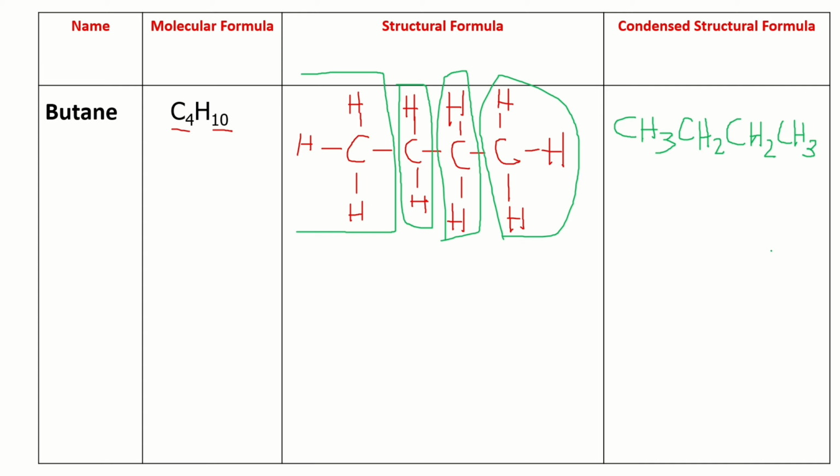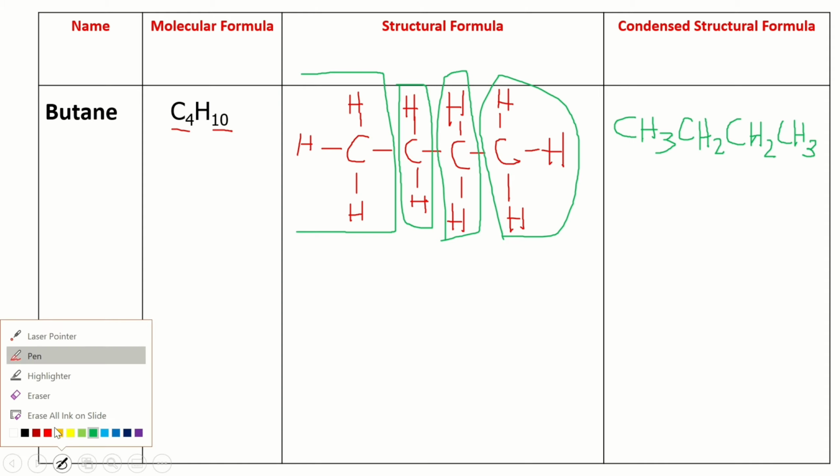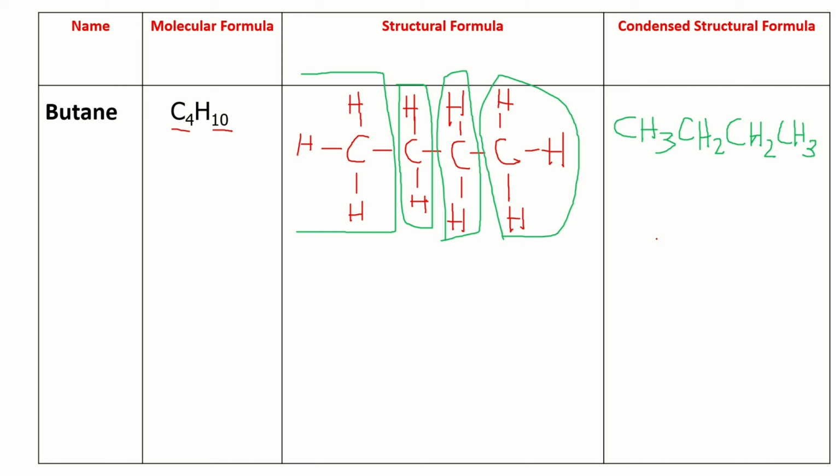Or you can also write the condensed structural formula this way. Let's try another color. So it's up to you what way you choose to write the condensed structural formula. So we got CH3. Okay, how many CH2 do we have? We have 2, so you can put a parenthesis, then subscript 2. Therefore, we have 2 CH2. Okay, and then CH3.